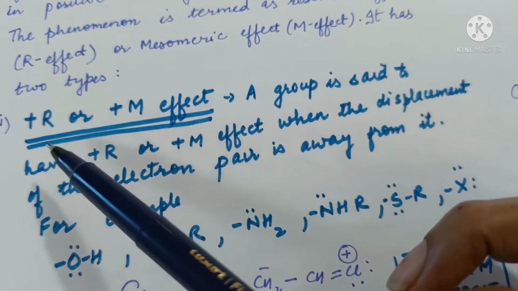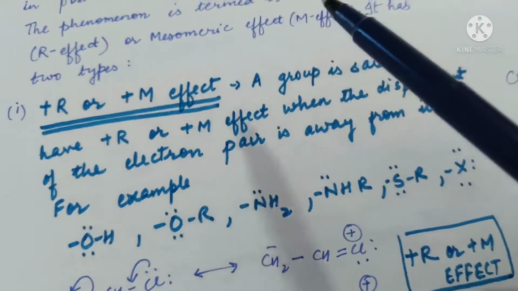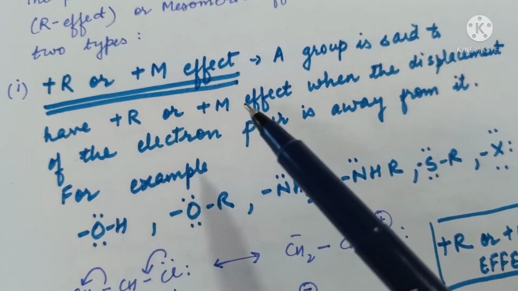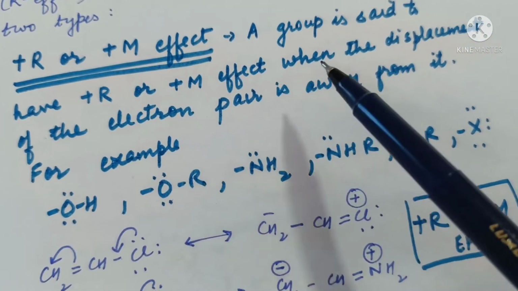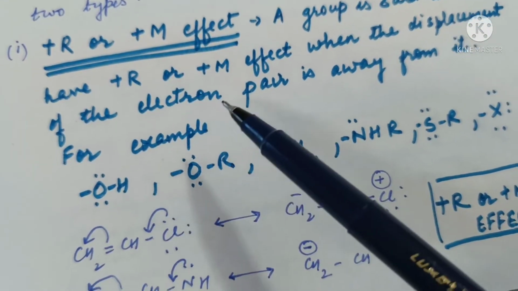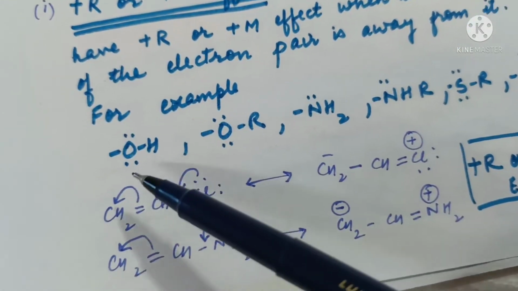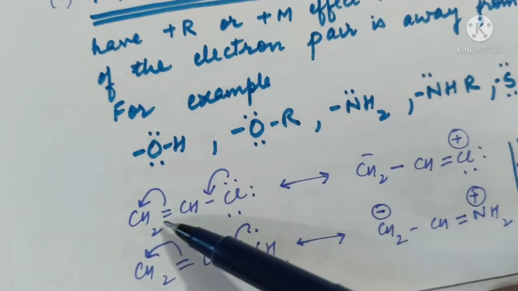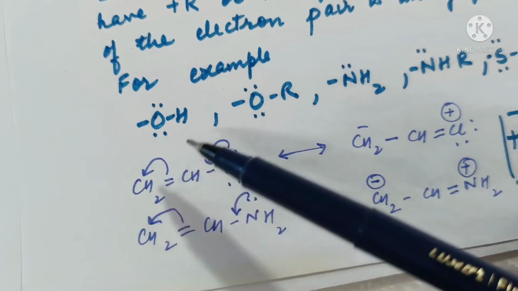It is of 2 types, plus R or plus M effect. A group is said to have plus R or plus M or positive mesomeric effect when the displacement of the electron pair is away from it. This group will contribute towards the double bonded system.